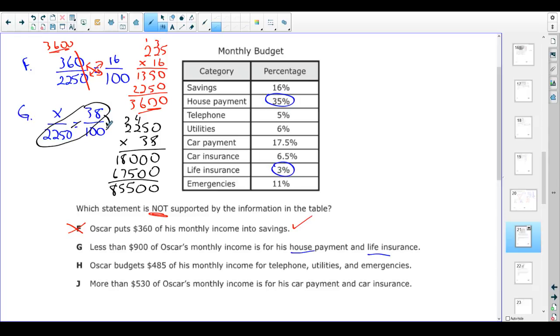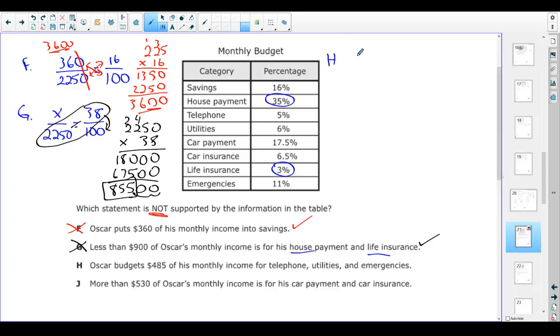If we divide this by 100, we just move the decimal 2 places back. So that's going to be 855. So it's 855 less than 900? Yes, it is, which means this is not correct. Alright. H, Oscar's budget is $485. This is like letter F, where that's an exact number.